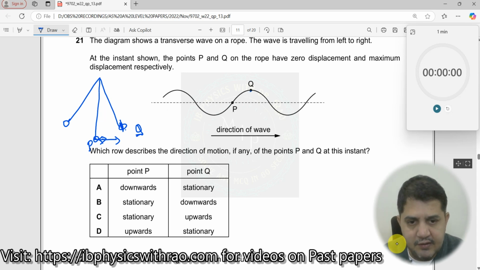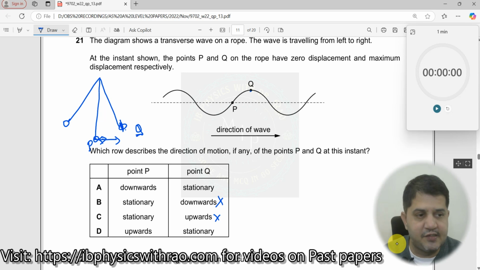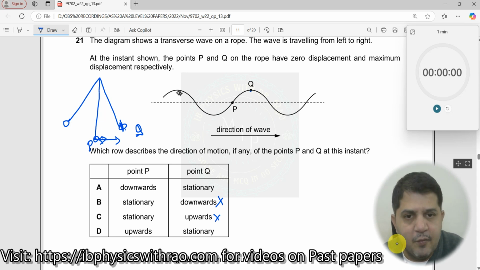So therefore this is incorrect, and upward stationary is also incorrect. Point Q: now I have got stationary and stationary. Now the question is whether point P is moving downward or upward. That's the next question. So when you say the wave is moving like this, what is the next point?